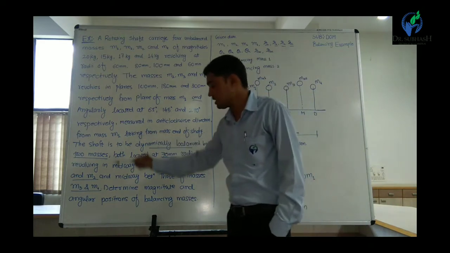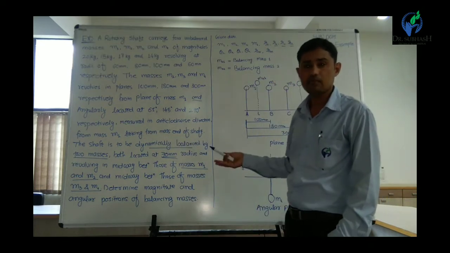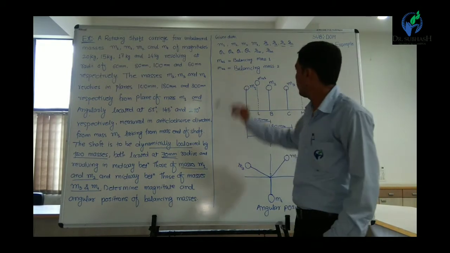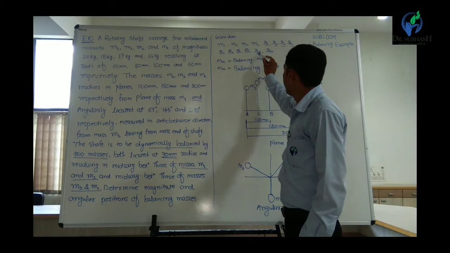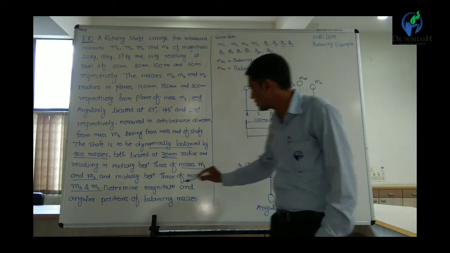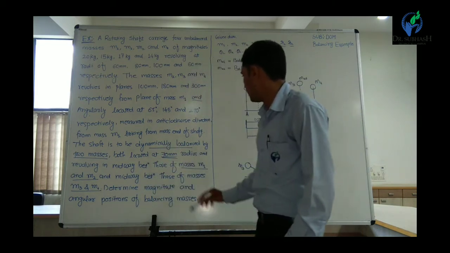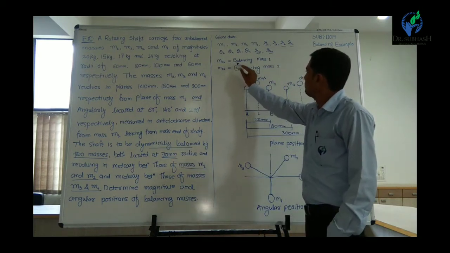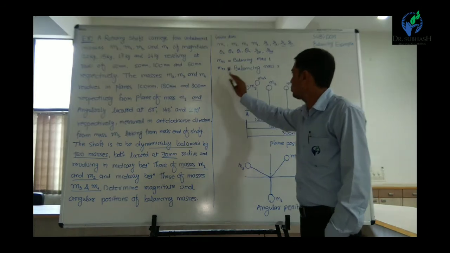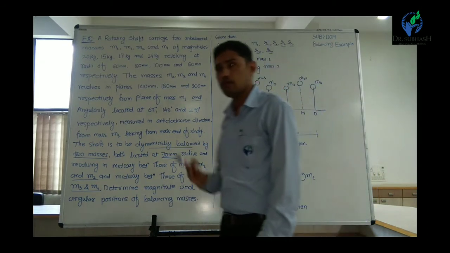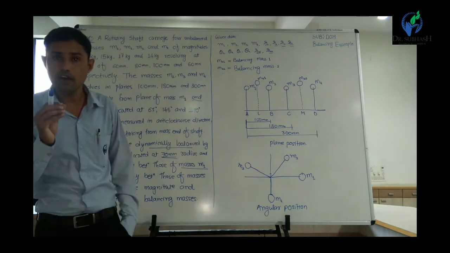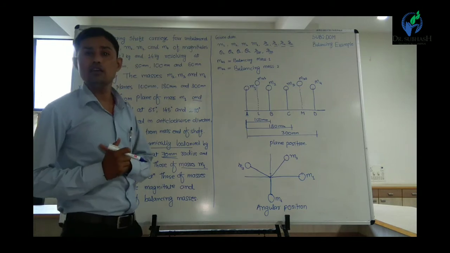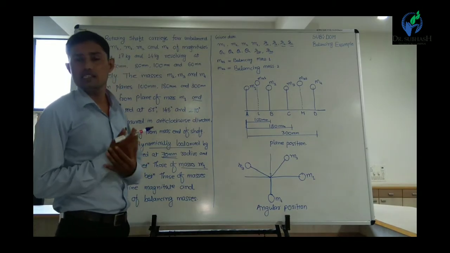Then we balance this system by using two masses, MB1 and MB2. MB1 and MB2 are rotating at radiuses RB1 and RB2, which is also given as 70 mm. Let us consider MB1 as balancing mass 1 and MB2 as balancing mass 2. We have discussed that there are a total of 5 steps, and by considering these 5 steps we can determine our balancing masses and their angular positions.